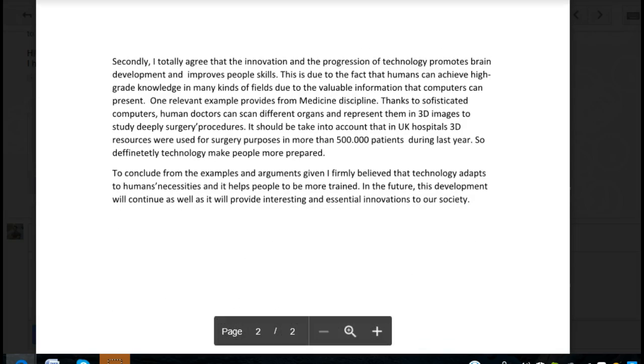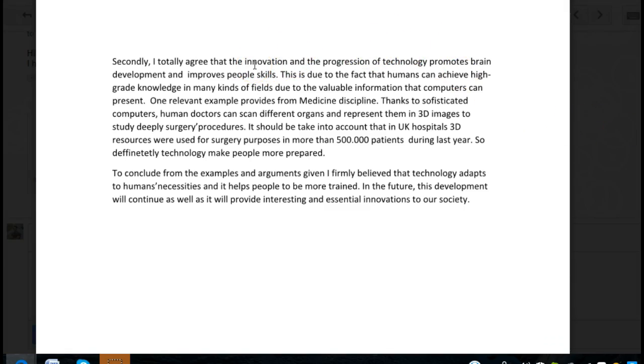"Secondly, I totally agree that the innovation and the progression of technology promotes brain development and improves people skills. This is due to the fact that humans can achieve high-grade knowledge in many kinds of fields due to the valuable information that computers can present." Beautiful. It was so easy to read. You could see that I just flowed straight over it. So really well done. Very nice. "One relevant example provides from medicine discipline."